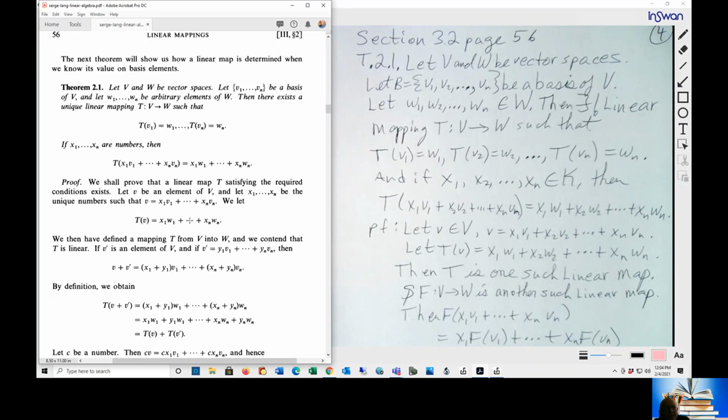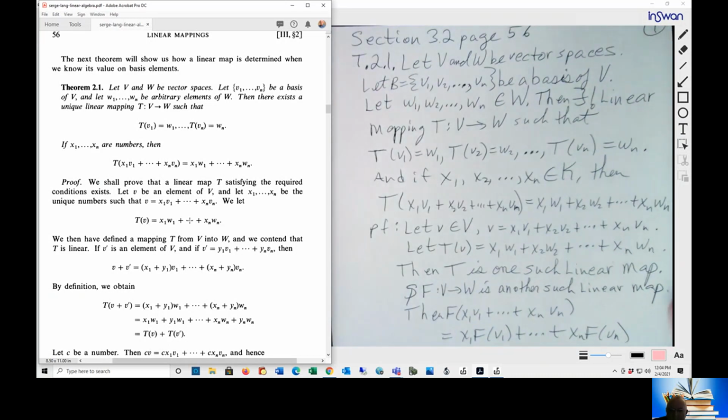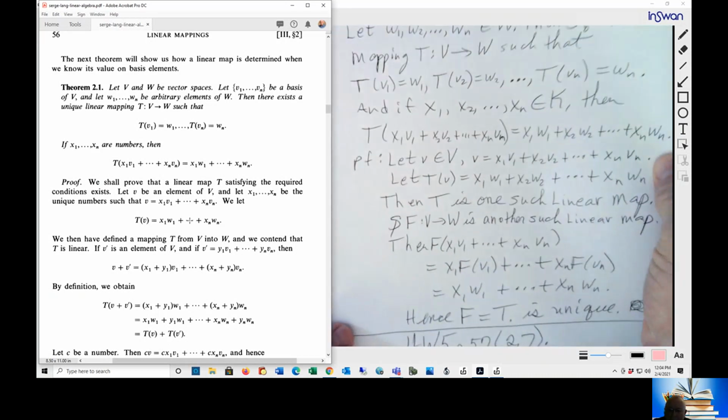And if x1 through xn are scalars, then it must be the case that T evaluated at the linear combination x1 v1 plus dot dot dot plus xn vn equals x1 w1 plus dot dot dot plus x sub n w sub n. I have written an abbreviated proof in my handwritten notes, so let's look at it. Okay.